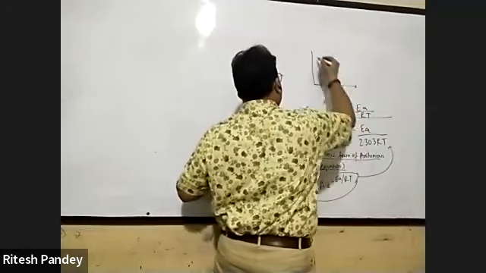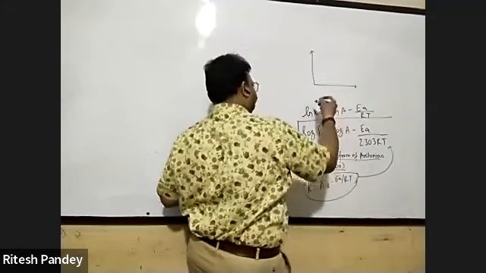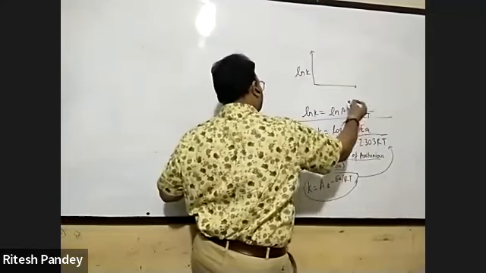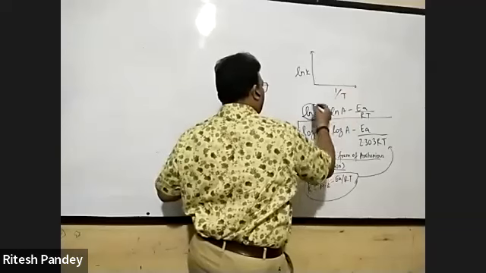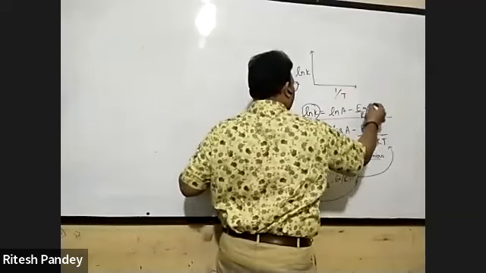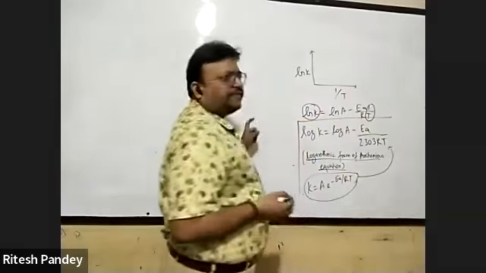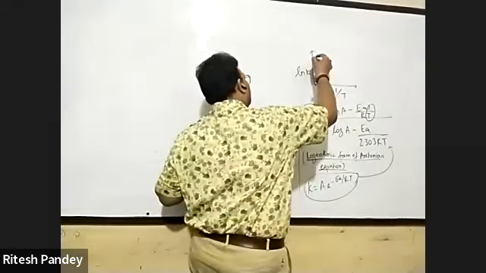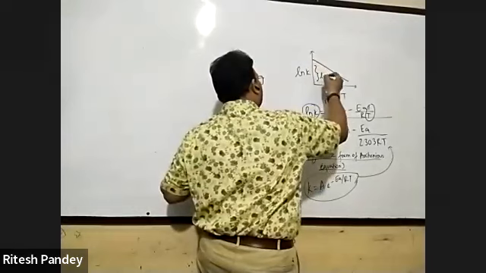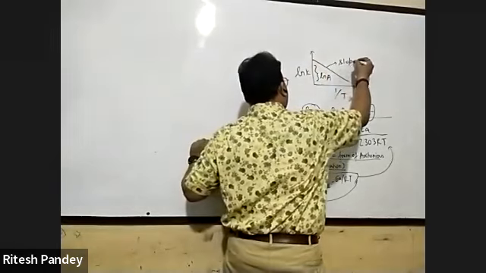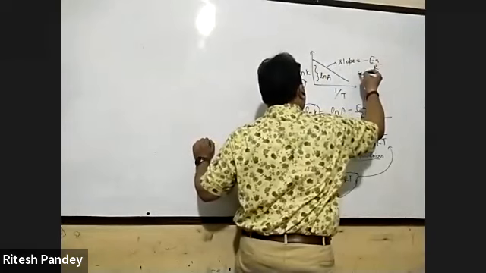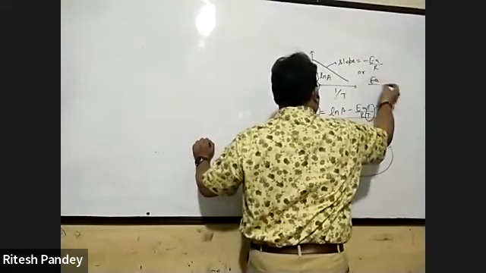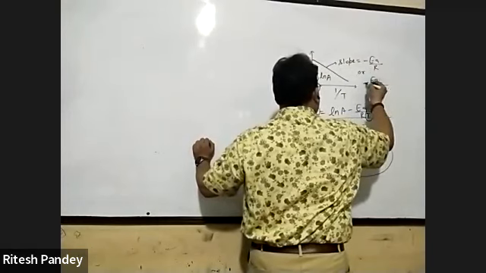There could be a graph where you're plotting log k versus 1 by t, and it will be like y is equal to mx plus c with a constant slope, and the slope will be negative. Yes or no? This value would be log a, and the slope would be minus ea by r, or minus ea upon 2.303 r. Now this will be minus 2.303 by r.